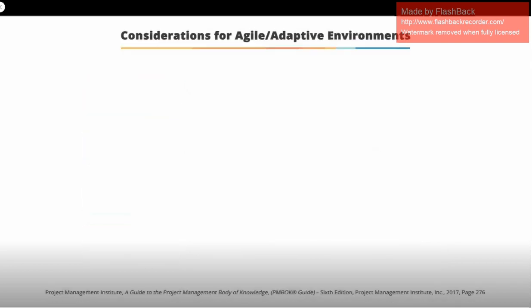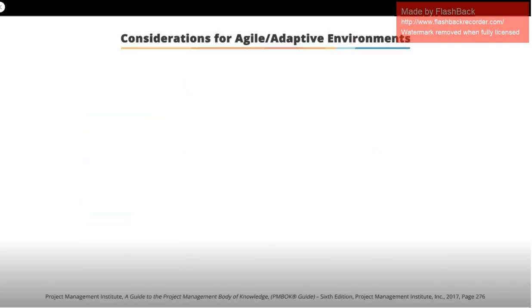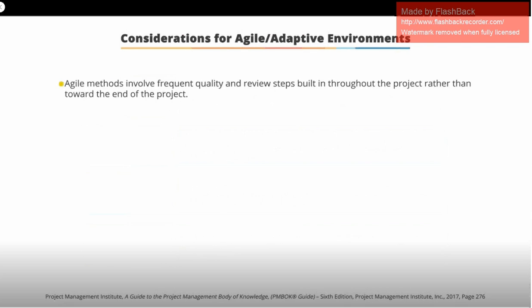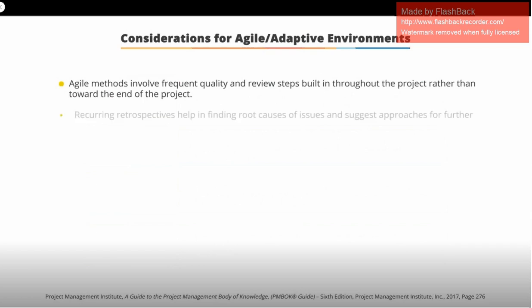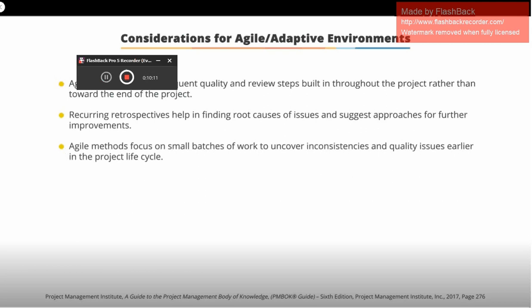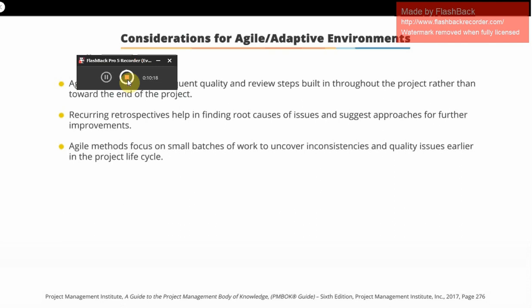Considerations for agile and adaptive environments. Agile methods involve frequent quality and review steps that are built in throughout the project rather than towards the end of the project. Recurring retrospectives help find root causes of issues and suggest approaches for further improvements. Agile methods focus on small batches of work to uncover inconsistencies and quality issues early in the project lifecycle.